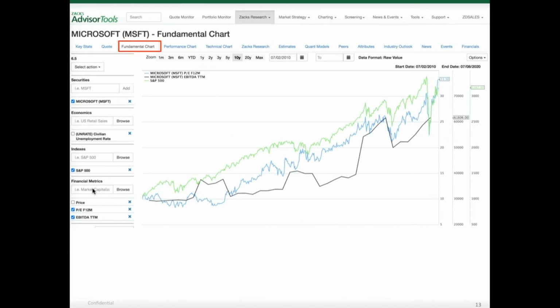Moving over to the fundamental chart, the same follows. You can create a completely custom chart on the left-hand side. In this scenario, you are able to overlay economic data points as well as index data and miscellaneous financial metrics.